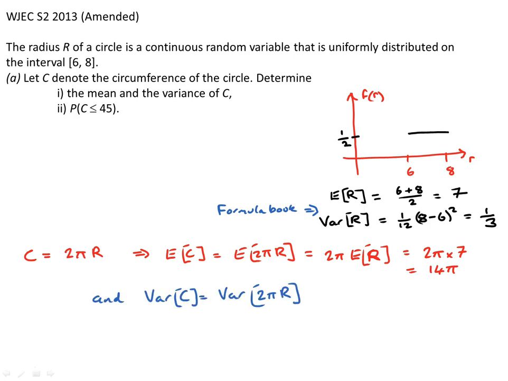The variance of C is the variance of 2 pi times r, and that is 2 pi squared times the variance of r. So that gives me 4 pi squared times 1/3. So the variance of C is 4 pi squared divided by 3.